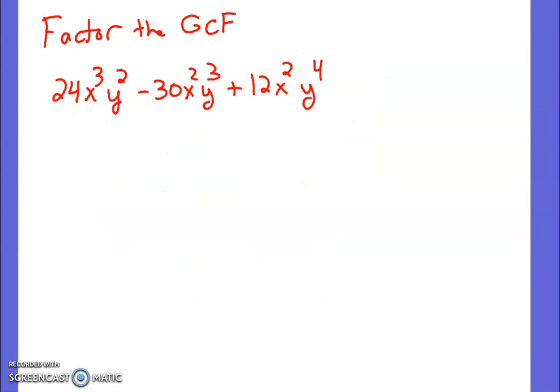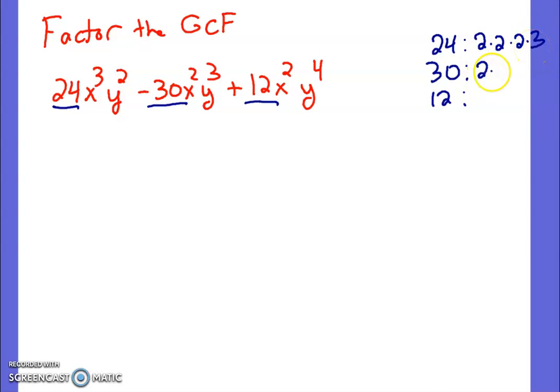And one last problem, again, factor out the GCF. Again, look at all three numbers. So 24, negative 30, and 12, and think of the factors of each one of those. And again, if you need help or practice with those, you can always write them over to the side: 24, 30, and 12, and list out the factors, or do it the prime factorization way. 24 is 2 times 2 times 2 times 3. 30 would be 2 times 3 times 5. 12 would be 2 times 2 times 3.